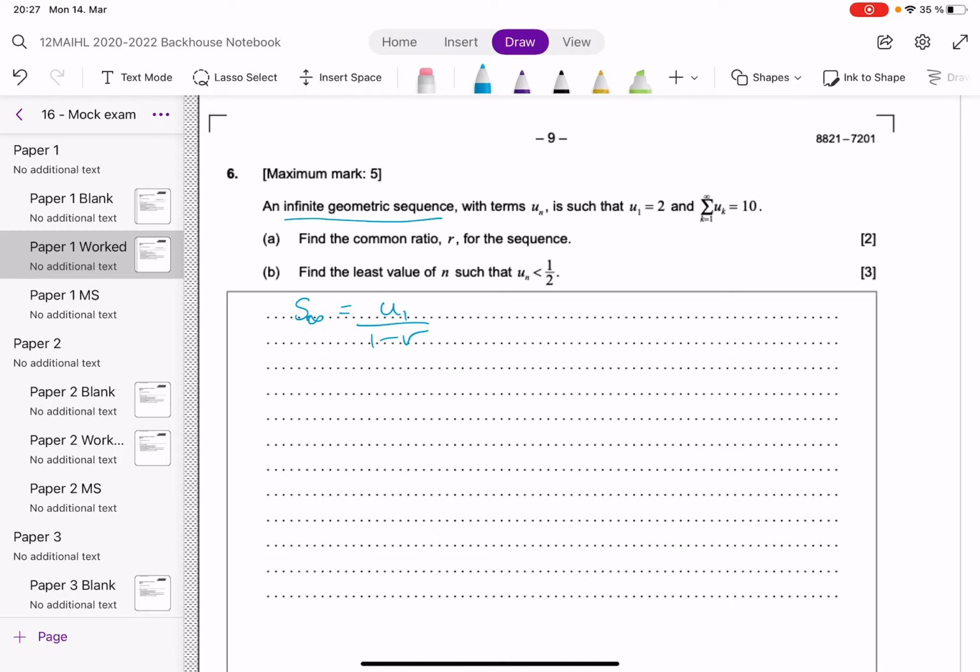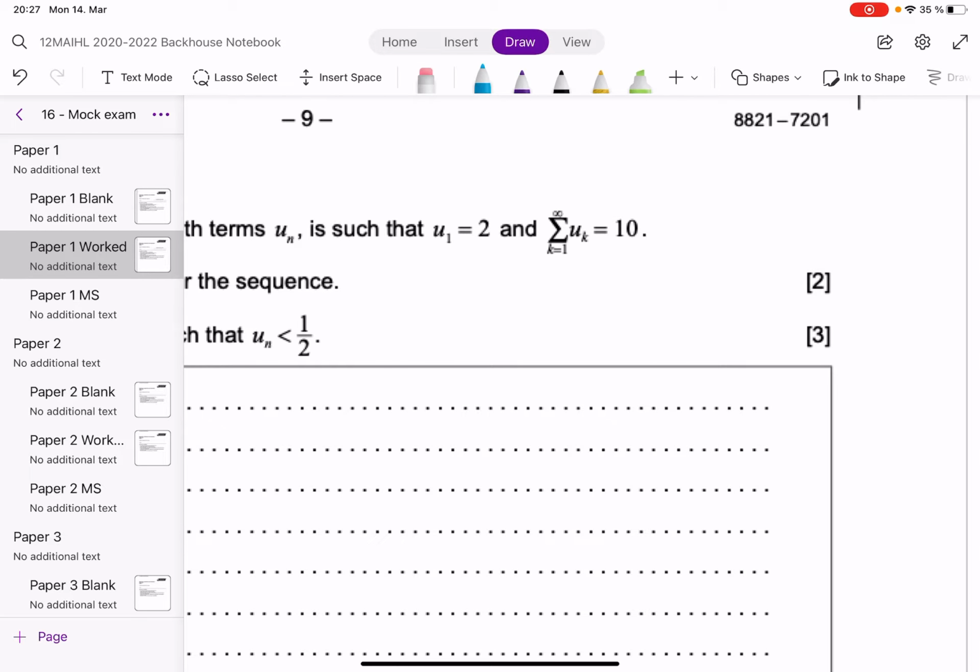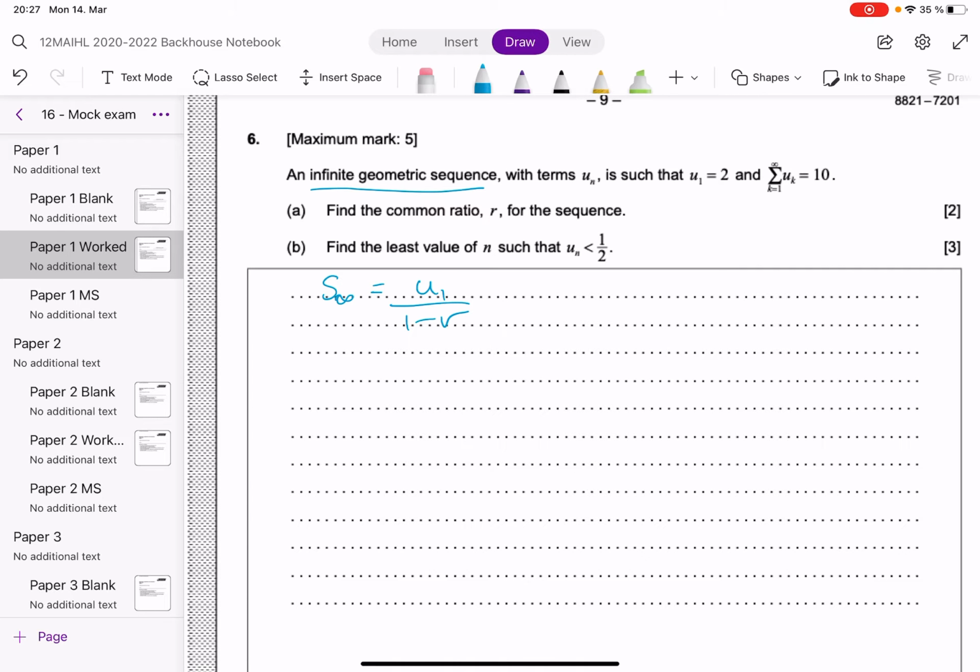And what does this say? It means add up from 1 to infinity all of our terms equals 10. So the sum to infinity is equal to 10. So what we can do is we can say, well, S infinity is 10, u1 is 2, and there we go. We've put the information from that first sentence into an equation.